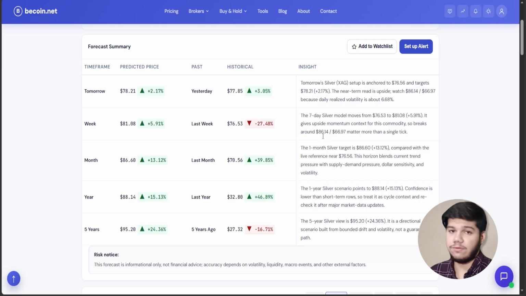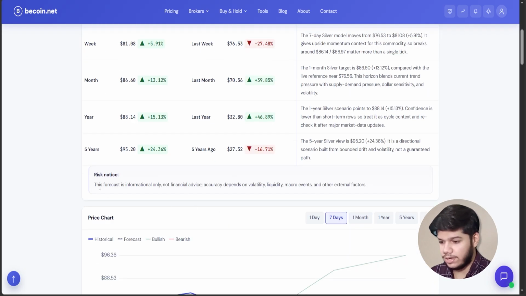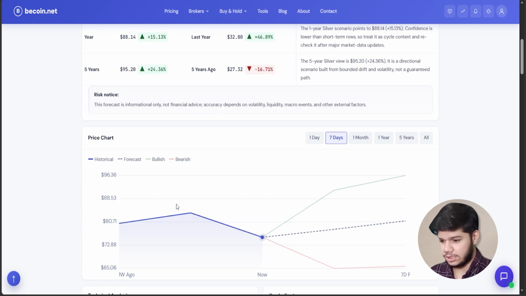Similarly, if you are a weekly trader, you can read the 7-day insight, monthly trader for 1 month, and if you are a swing trader, 1 year, and if you are a positional trader, go for the 5-year silver. Again, the risk notice: this forecast is informational only. No financial advice is included in this video, neither on the website shown in this video. So always do your due diligence.